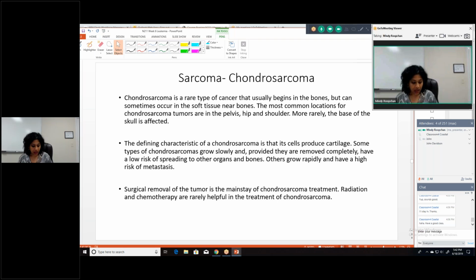Okay, so chondrosarcoma, is that the last one we have? I want to get through the cancers before we take our break, and then when we come back, we'll do screening methods and also medication.